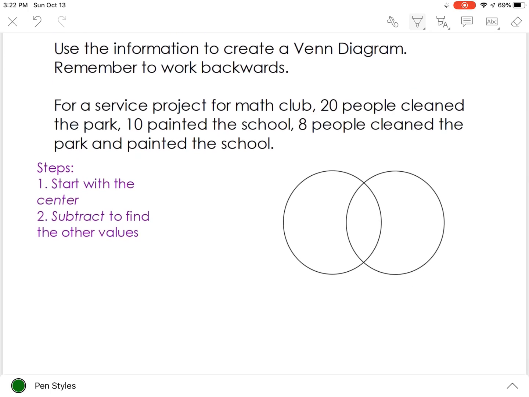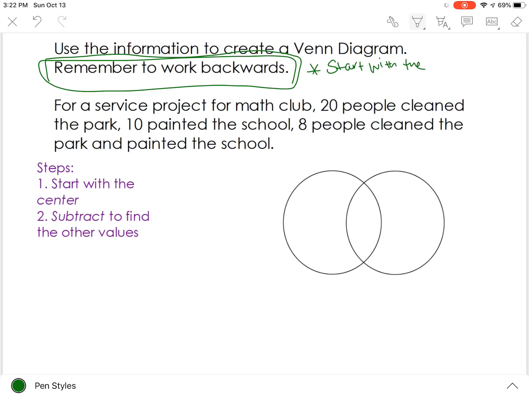The most important thing to remember when working with Venn diagrams is to work backwards, okay? That means you always start with the center, start with what they have in common, and then work backwards to what they don't have in common. But always start with the center or the middle part of your circle.